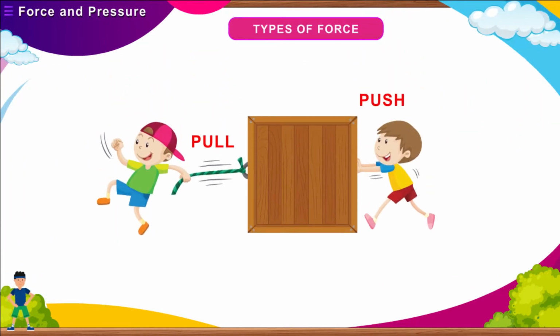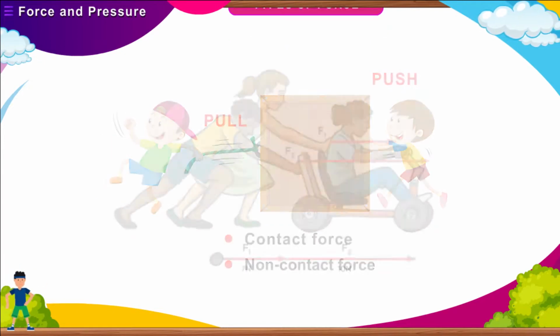Types of force. When force acts on an object, it experiences a push or pull. Thus, there is a necessary interaction between the objects for the force to act. The moment this interaction ceases, the force also ceases. This interaction between the objects may be due to contact force or non-contact force.